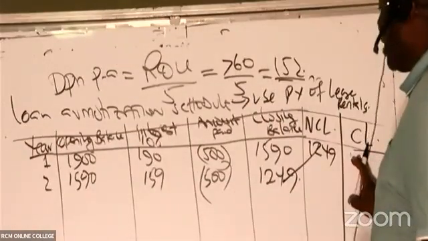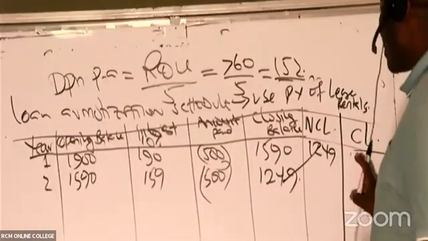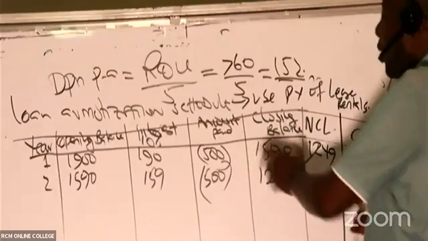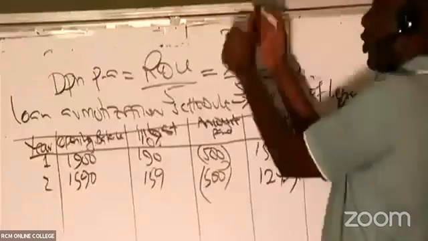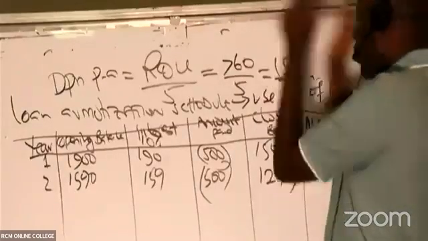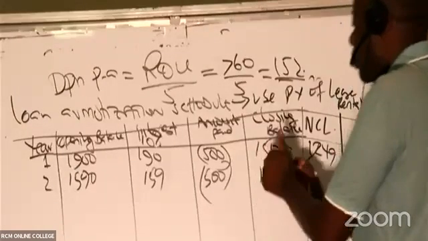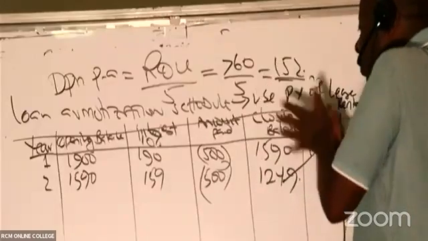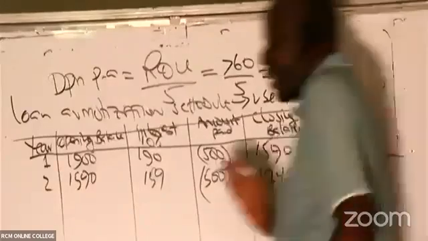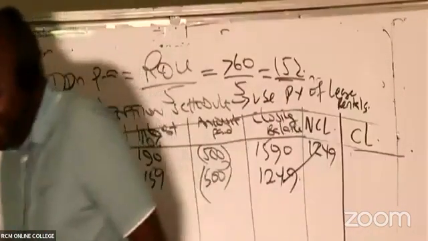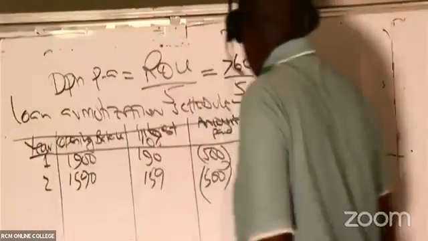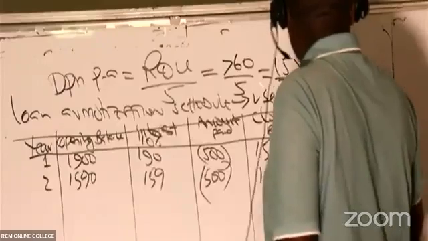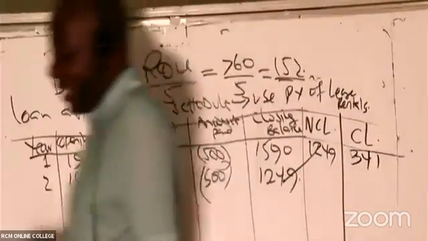So how do we get this current liability? It's very easy. We know that the total owing is 1590 and 1249 has been deferred to future years. So then how much will be paid within 12 months? It will be 1590 minus 1249, which gives me 341. Great, 341.